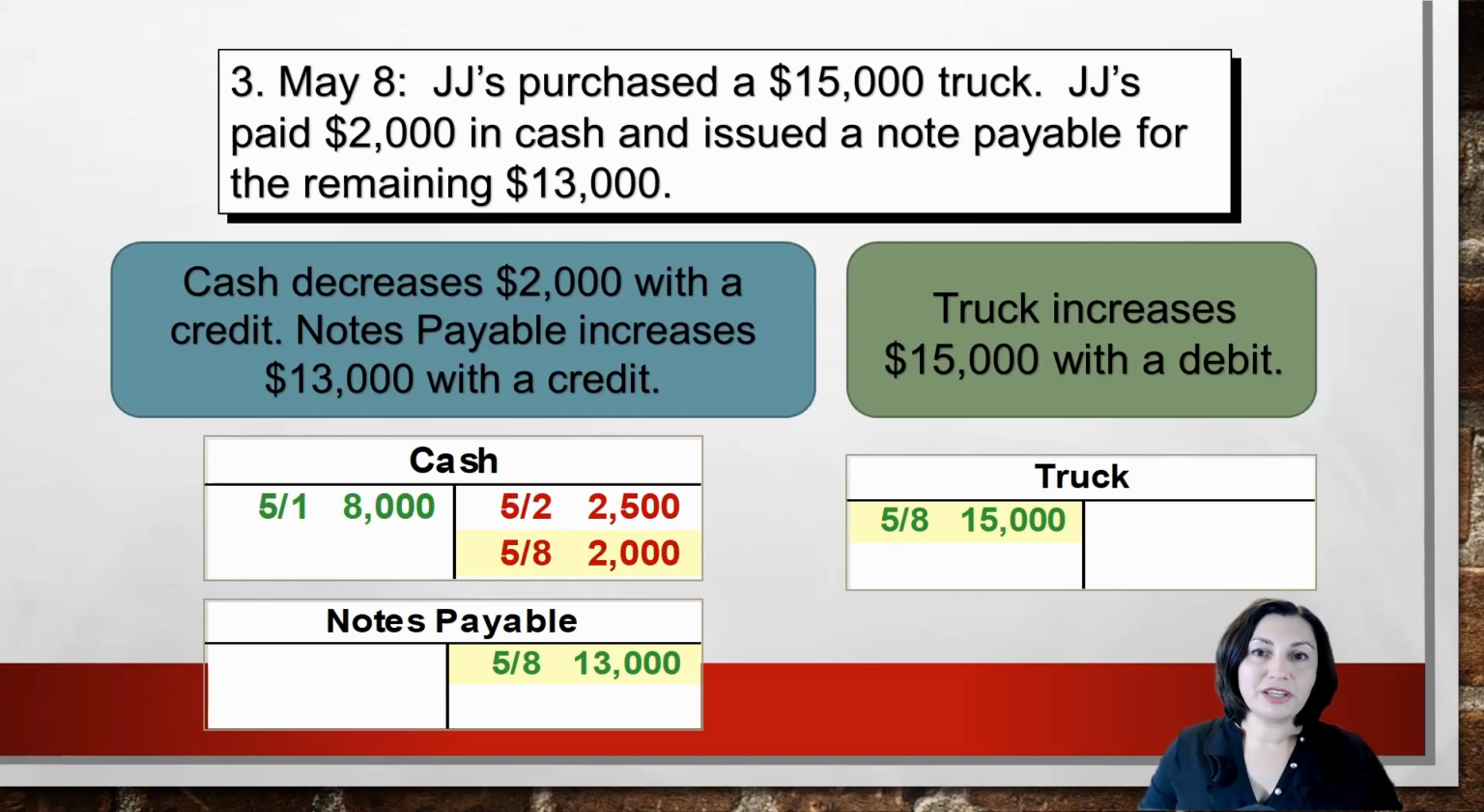The payment is placed on the credit or right side of the cash ledger account. The notes payable account is a liability. The account balance increased because now the company owes $13,000 to the bank. An increase in a liability account is shown with a credit. So the $13,000 is placed on the credit or right side of the note payable ledger account. Remember that the rules for liability accounts are the opposite of the rules of asset accounts.